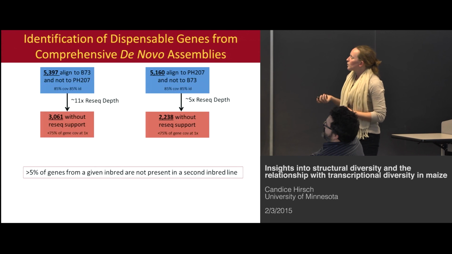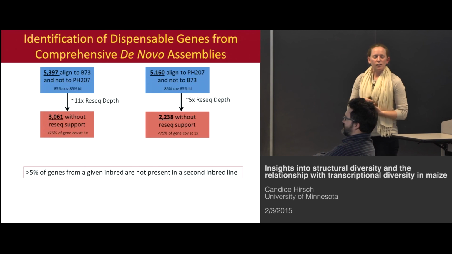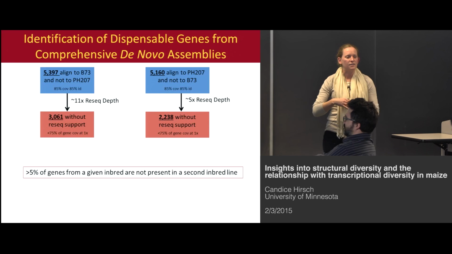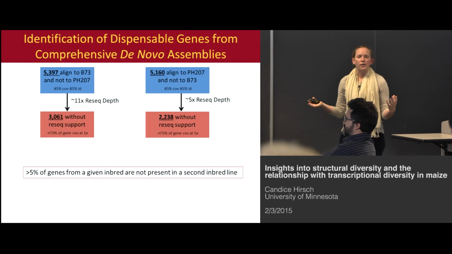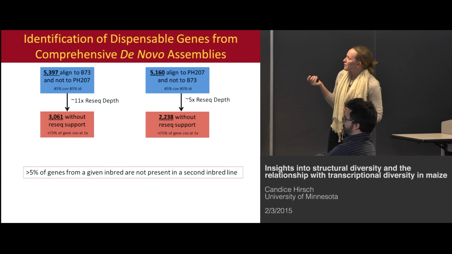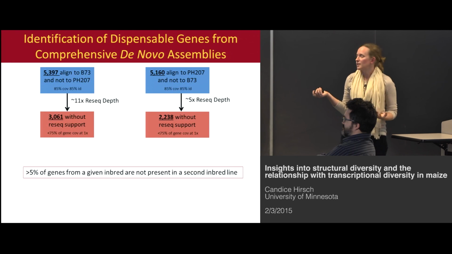So what we did was take resequencing data from B73 and align it to these PH207-specific genes, and vice versa, and asked, is there really no evidence for them being in B73, or is there just no evidence for them being in the assembly? It turns out that for about half of them, there's just no evidence for them being in the assembly, but they're actually in the genotype.